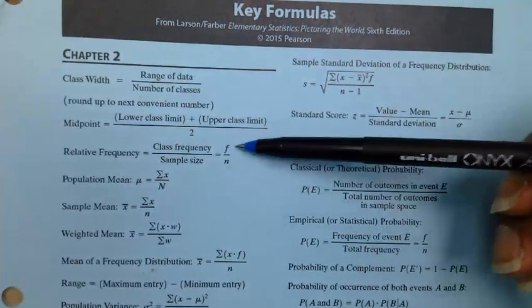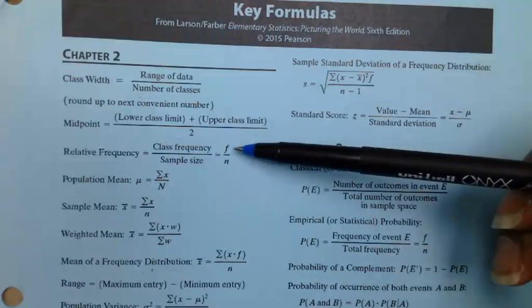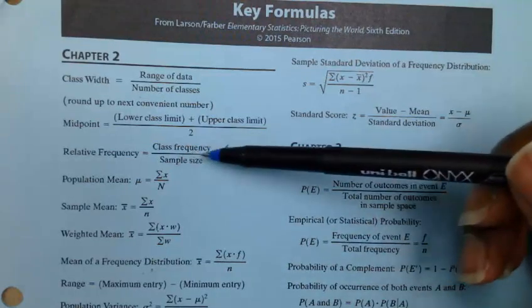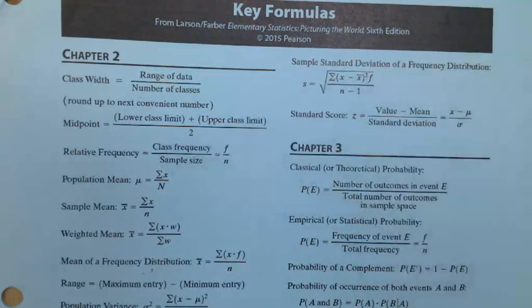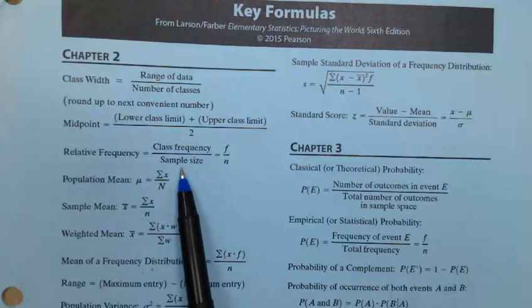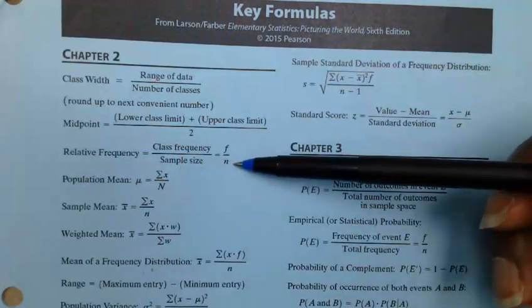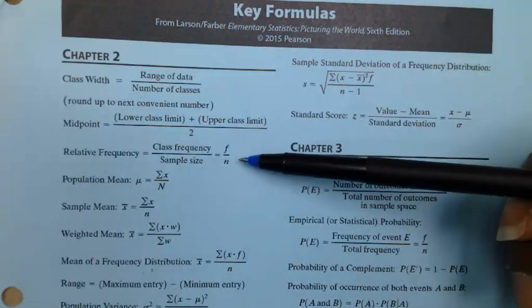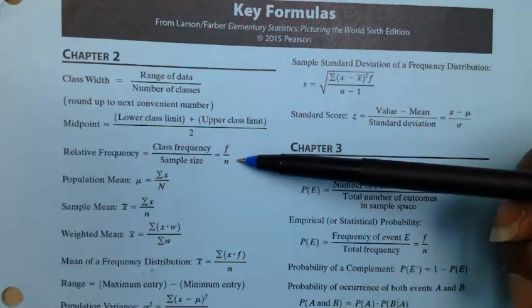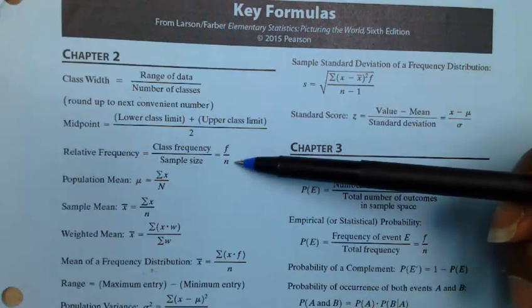All right. So this fancy F is your class frequency. How many are in that row? And classes mean row. Sample size is lowercase n. How many numbers do you have in your data set total? So how many pieces of data do you have total?